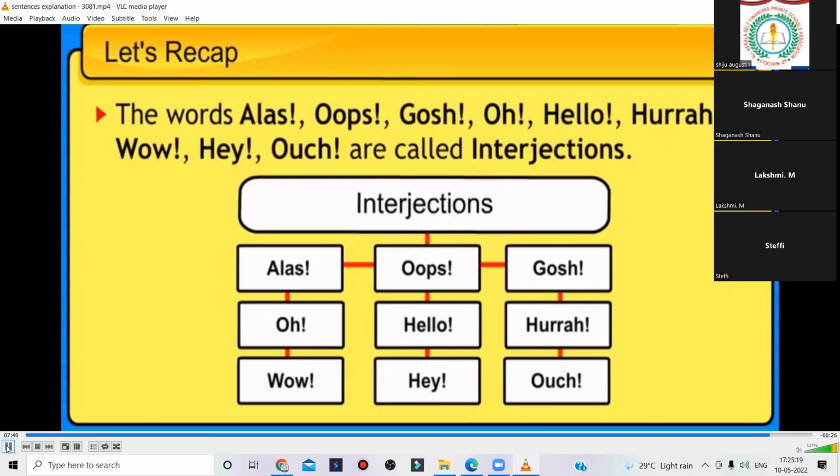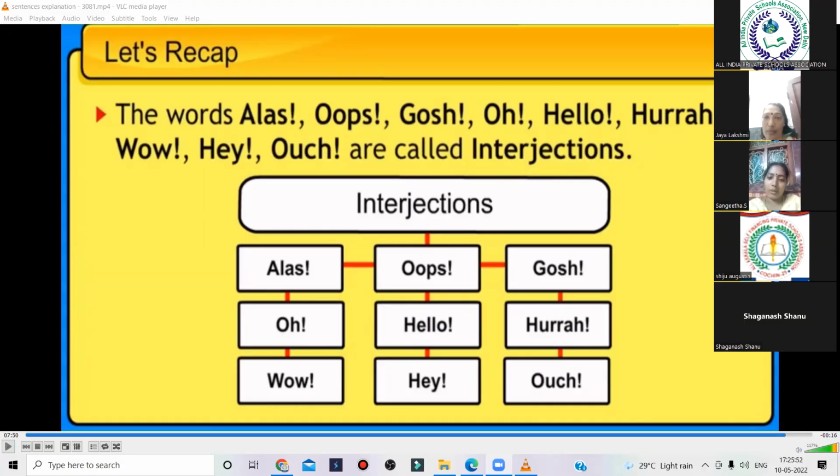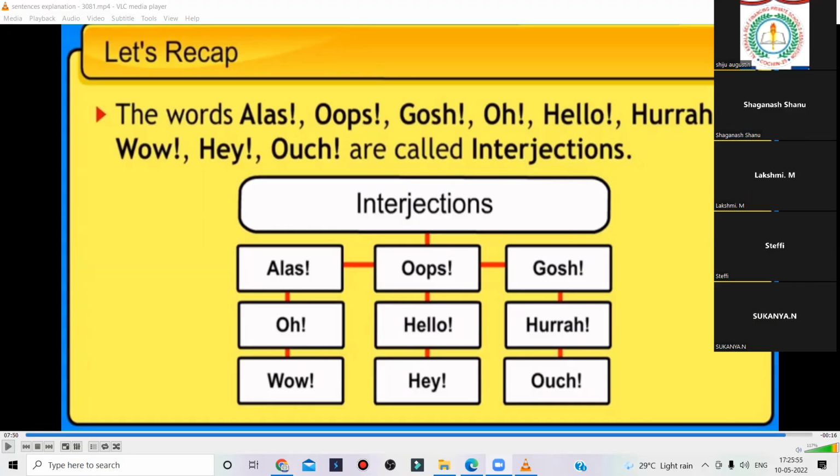Alas. Oops. Gosh. Oh. Hello. Hooray. Wow. Hey. Ouch. Okay, now one of you can read. Okay, Sukanya, please unmute and read these interjections. Interjections are just some words that help us in communicative English, as part of communication, spoken English or oral English. Can you please read?